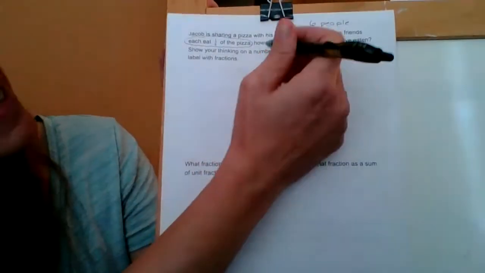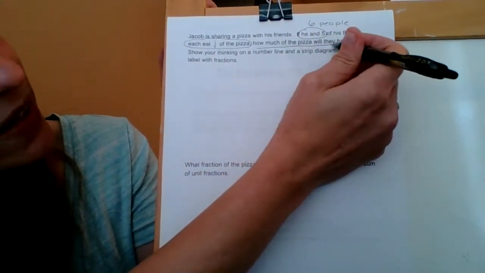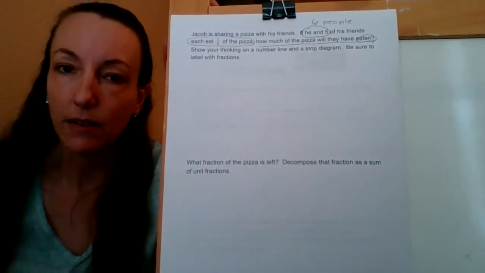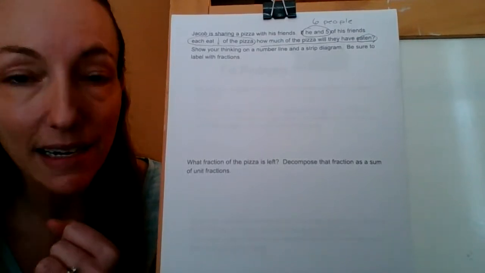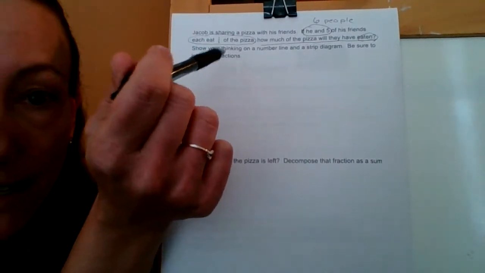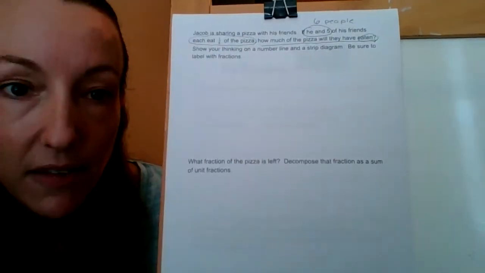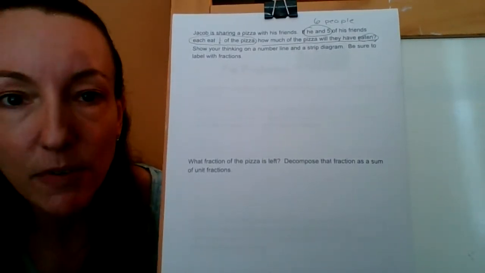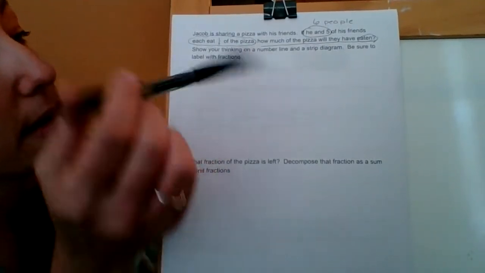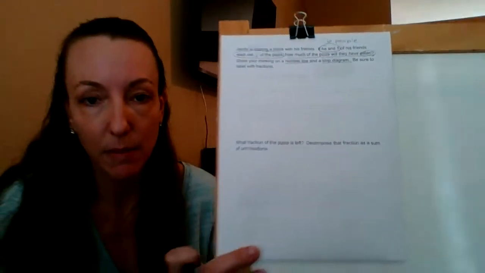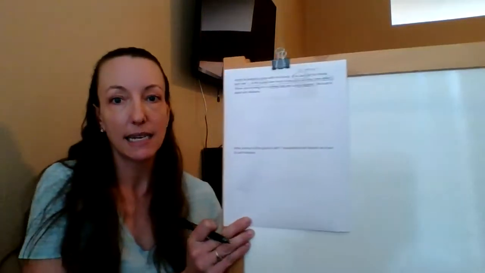And we're being asked, how much of the pizza will they have eaten? All right, how much of the pizza will they have eaten? So we know we've got a pizza being shared with 6 people. We know how much pizza each person is getting, and we're trying to figure out how much they've eaten altogether. Okay, so I'm going to back this up so we can see what number lines would look like to solve this problem and what strip diagrams would look like to solve this problem. All right, so let me back it up, make sure you can still see everything.